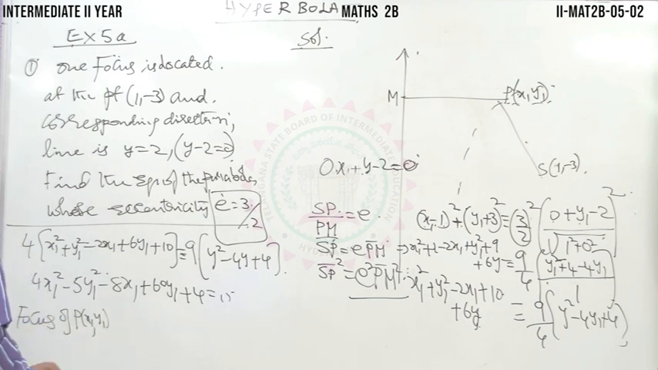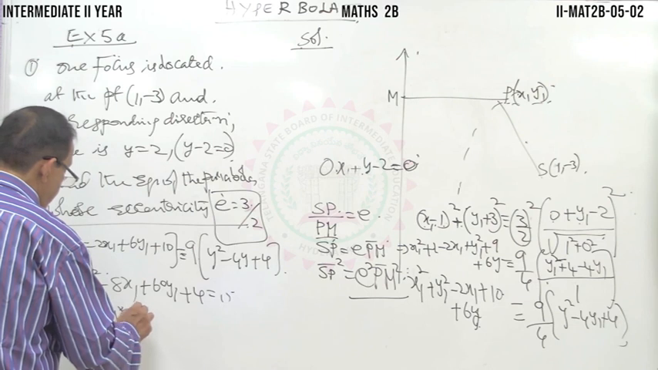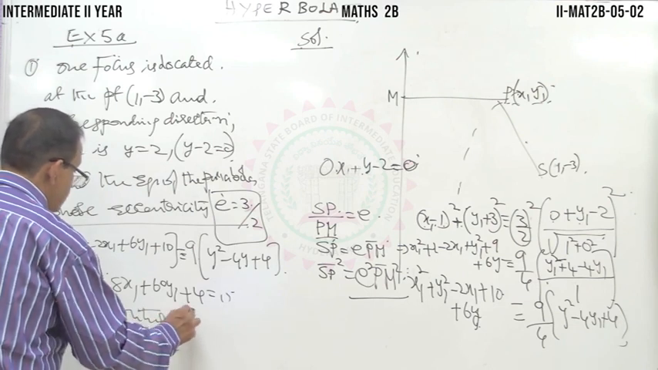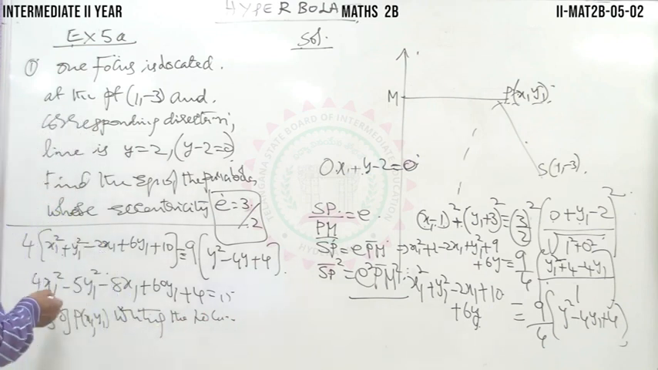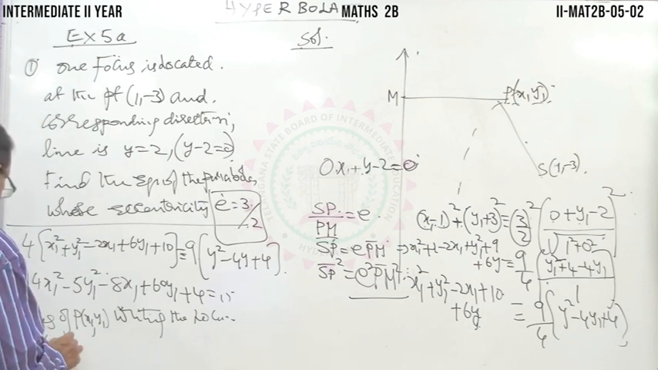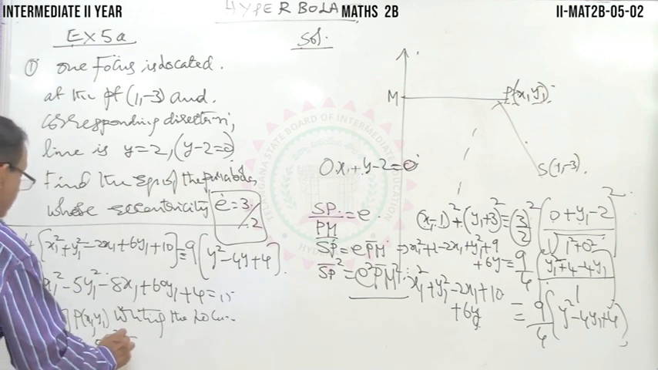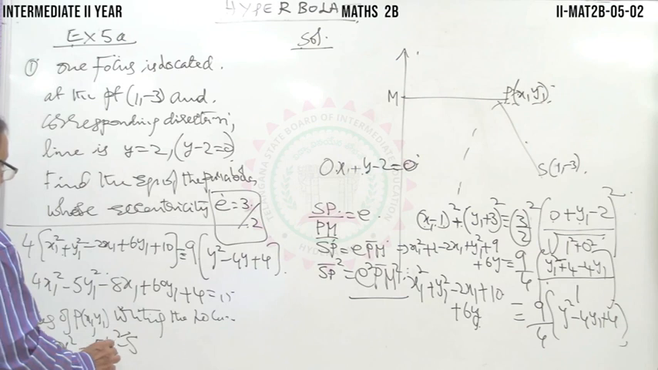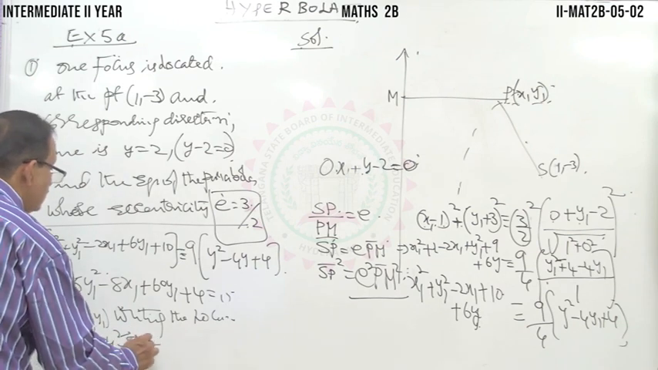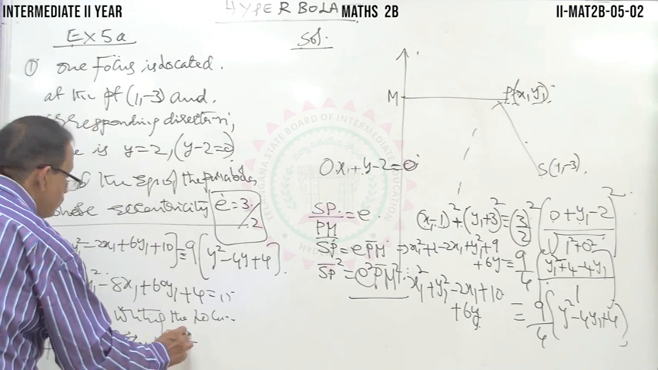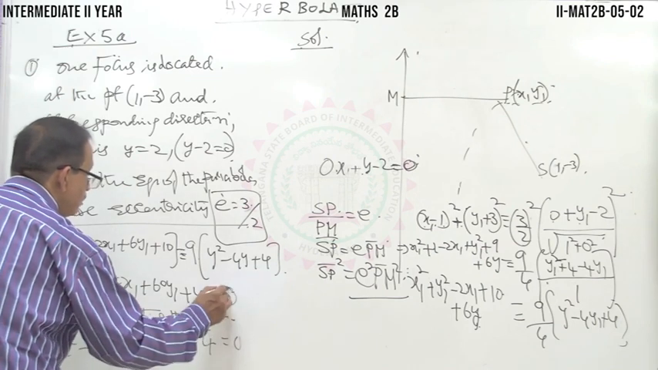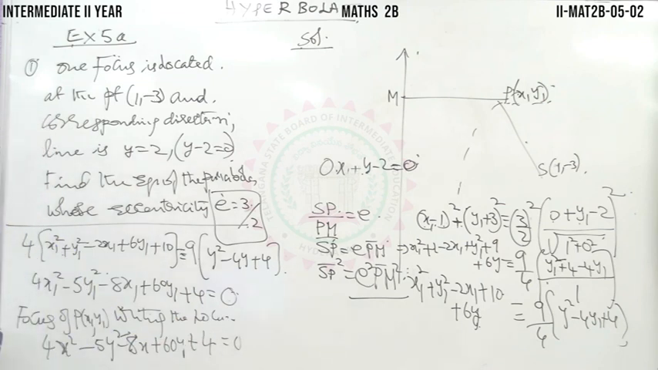Writing the locus part of the equation, what we do is we eliminate the suffixes x1 and y1. You write 4x square minus 5y square minus 8x plus 60y plus 4 is equal to 0. So this is our required equation of the hyperbola.